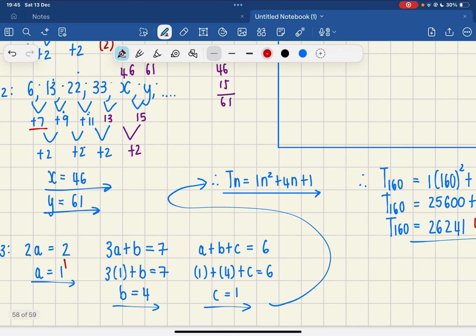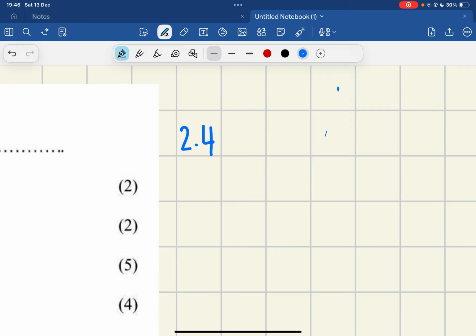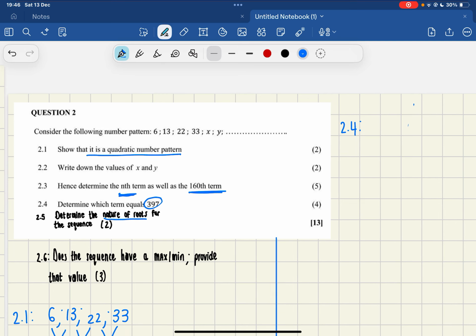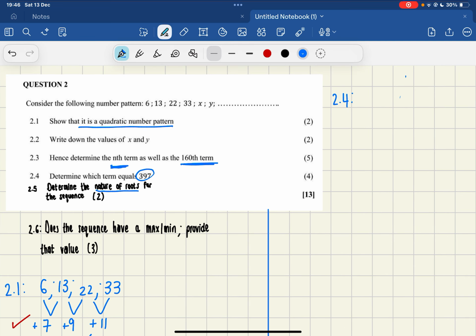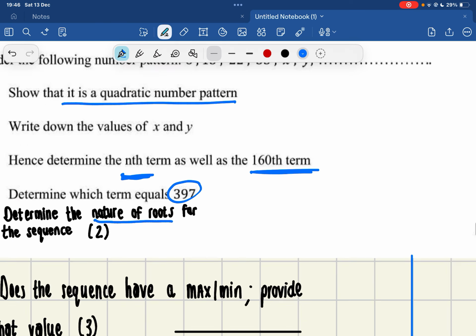And let's move on to question 2.4, boys and girls. Let's see what question 2.4 has for us. It says, determine which term equals 397. So, when they say which term equals a certain number, it means the formula that we got for the general term equals this specific number, being 397.